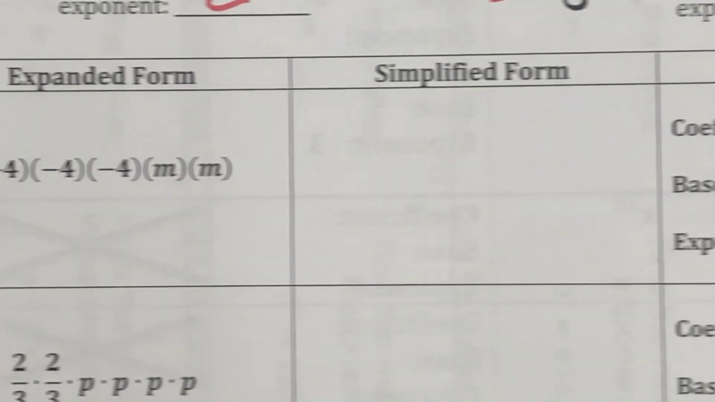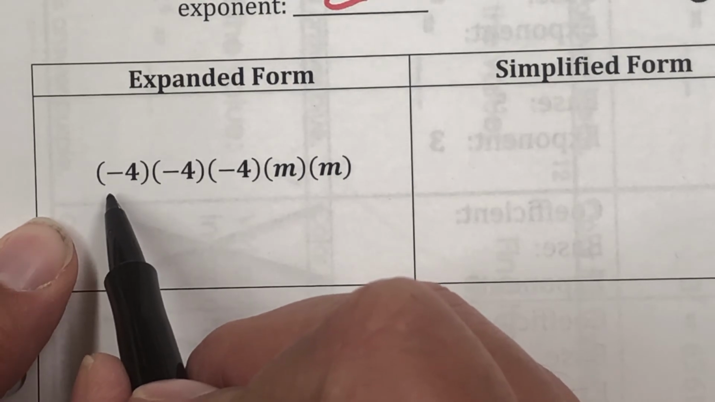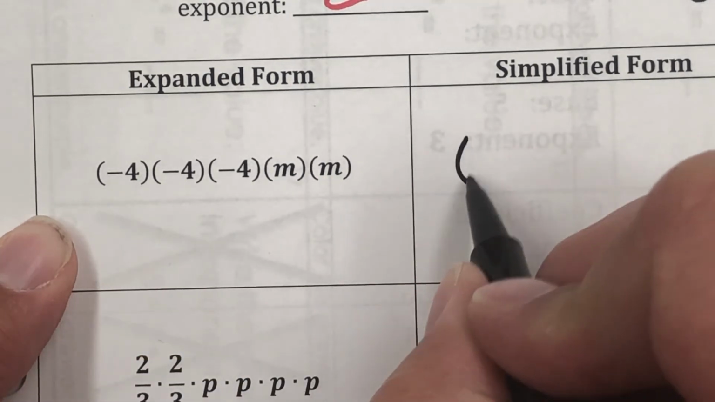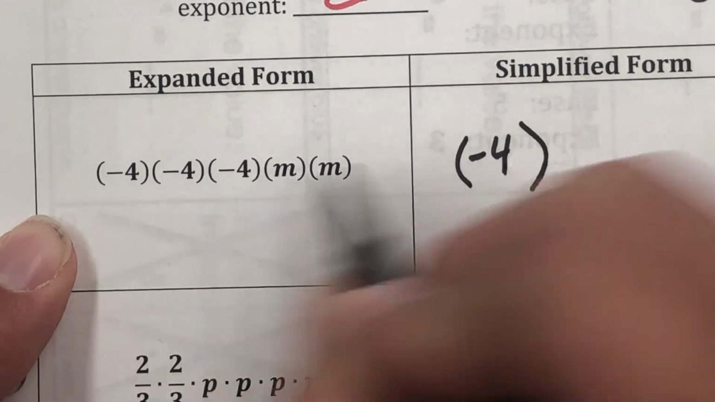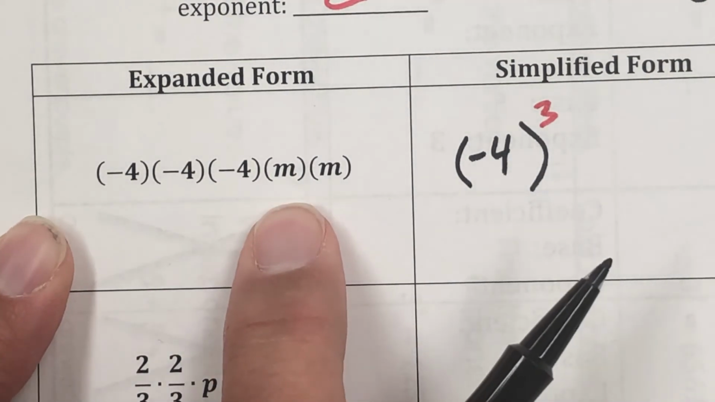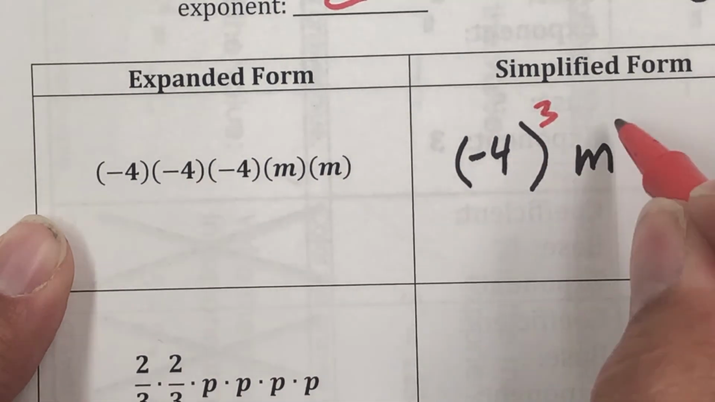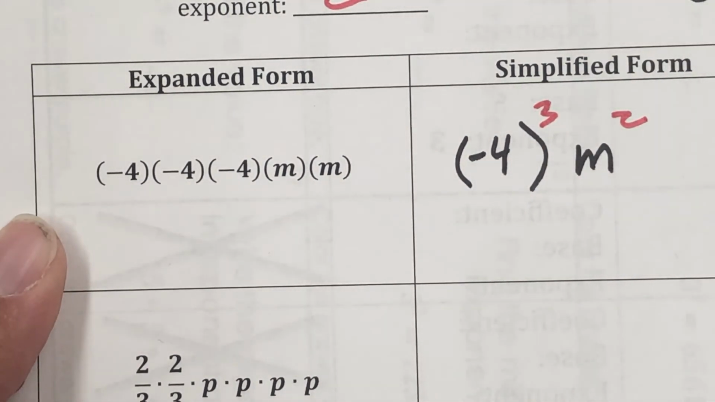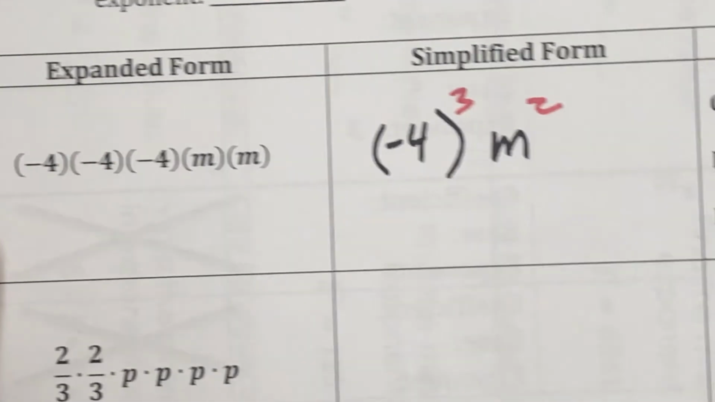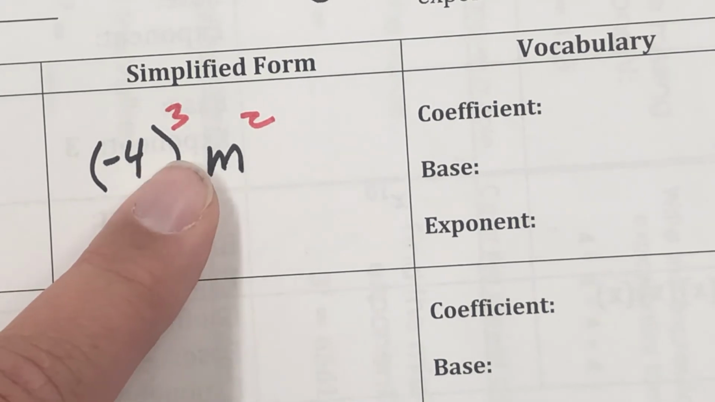Okay, welcome back. Let's look at this first problem. Here, I have a base of -4. 1, 2, 3, -4. And that's to the exponent 3. But I have another base, m. And that's to the second power. I have 2 bases and 2 exponents. That's interesting. How am I going to write that? I'm going to use the number -4 to the third power.